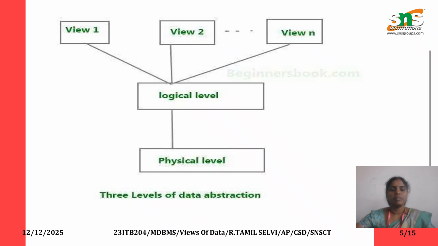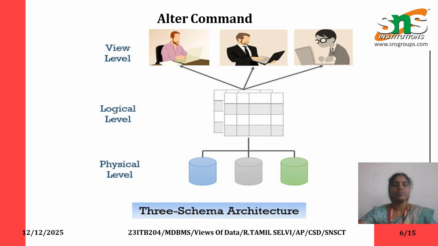This picture represents the three levels of data abstraction. There are three types of schema which form the three levels of data abstraction, that is physical level, logical level and view level. Let's see one by one in detail. This picture illustrates the three schema architecture. In DBMS, views of data describe how users see the database at the different levels of abstraction. For example, the alter command is mainly related to logical level and view level. Alter does not affect how the data is physically stored, but it changes the database structure that the user sees.